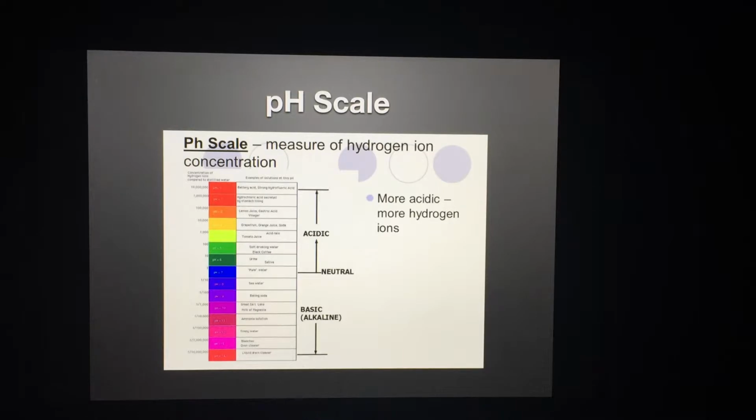This picture gives an example of basic, which is at the bottom, acidic, which is near the top, and then water is neutral. Each different color block is a step farther from neutral. The more acidic a solution is, the more hydrogen ions it has.